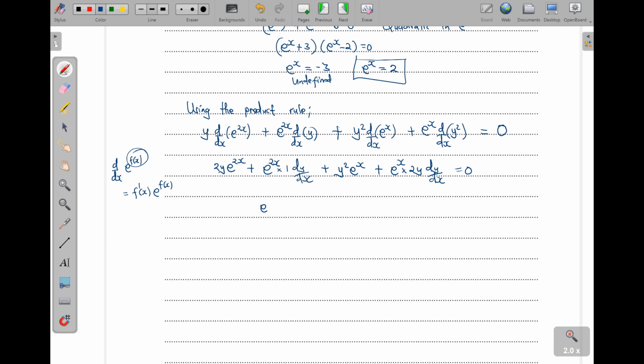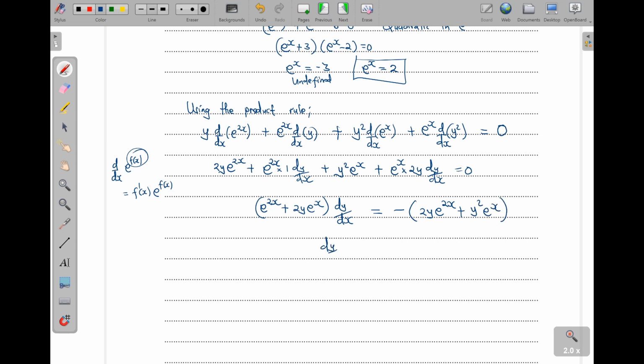Then you factorize out the dy/dx. So we shall have (e^(2x) + 2y e^x) multiplied by dy/dx. I've put this and this together, which means I can take the other terms to the other side. So all are going to be negative. I will just write negative of 2y e to the power of 2x plus y squared e to the power of x.